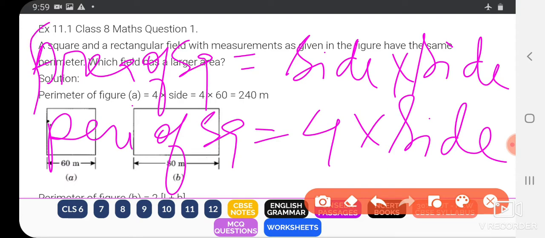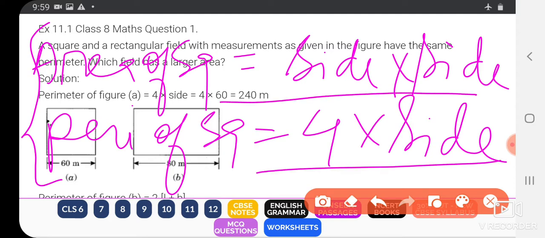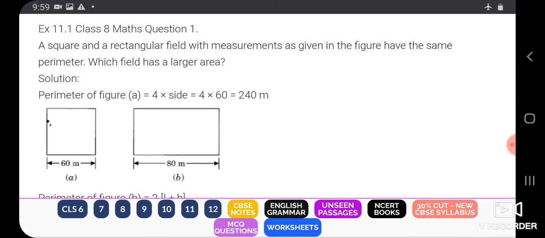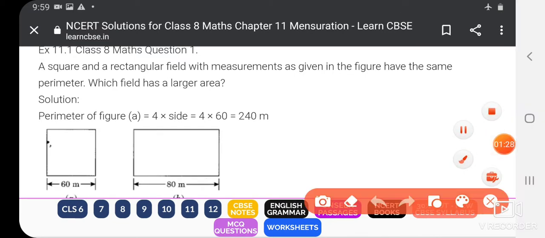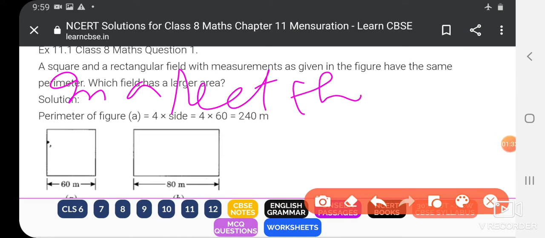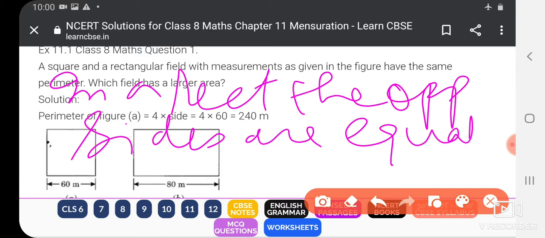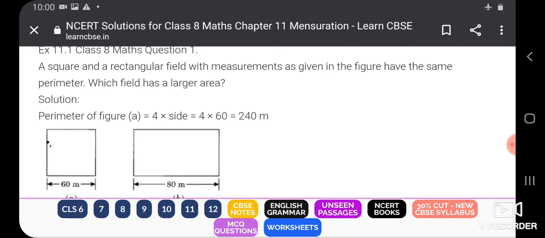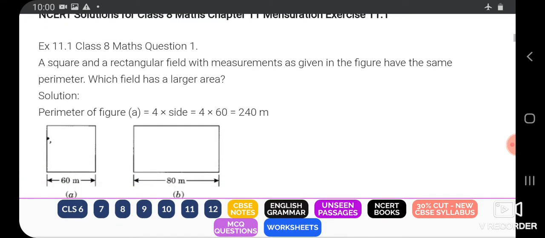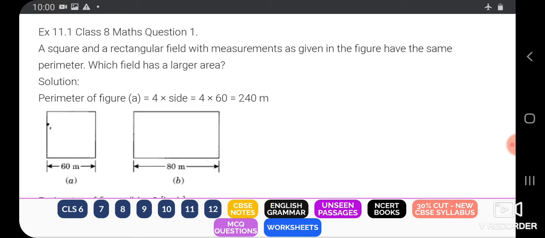And the properties also you know, that in a rectangle the opposite sides are equal and in a square all sides are equal. Just remember that. In a rectangle the opposite sides are equal, and in a square all sides are equal.